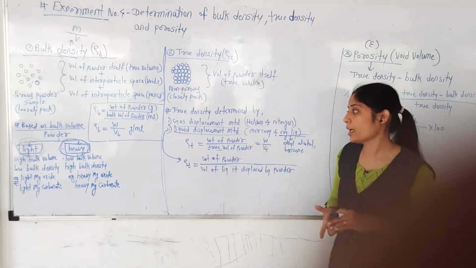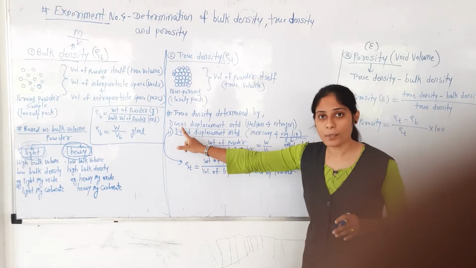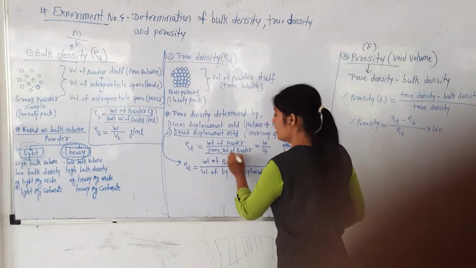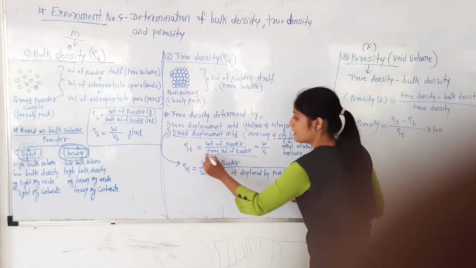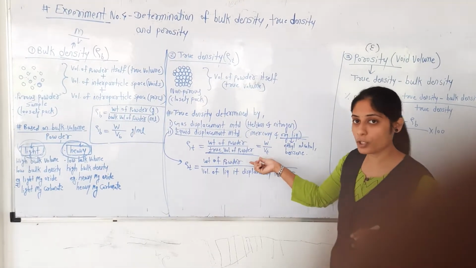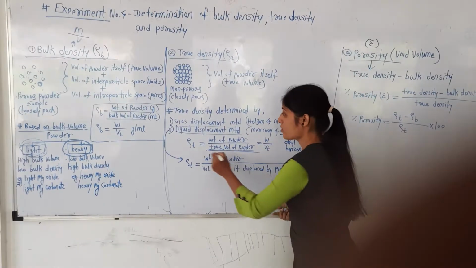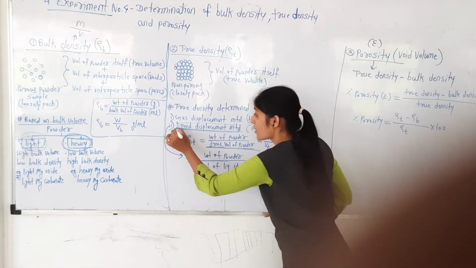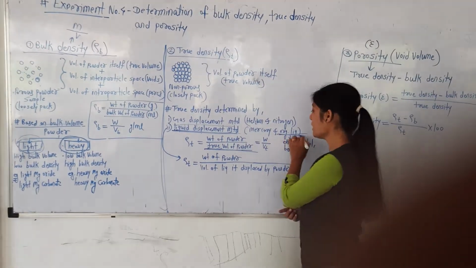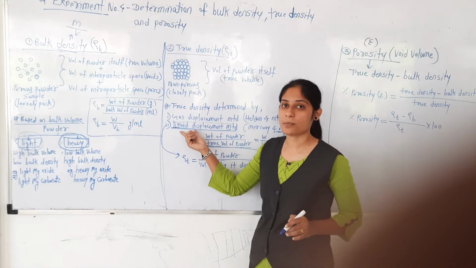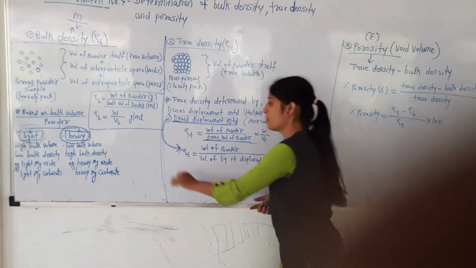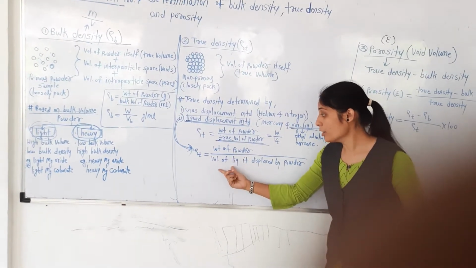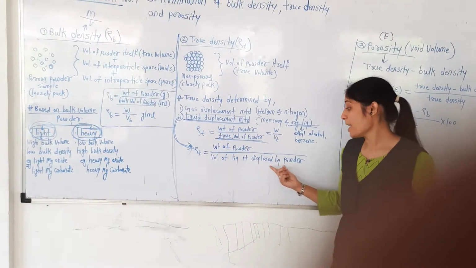In the gas displacement method we use a gas sample, in the liquid displacement method we use a liquid sample. So see here, this is the true volume of the powder sample. But how can we determine this true volume? We can determine the true volume of the powder sample by using the liquid displacement method. Suppose we use any organic liquid in this method. The formula for determination of true density is weight of powder sample upon volume of liquid displaced by the powder sample.